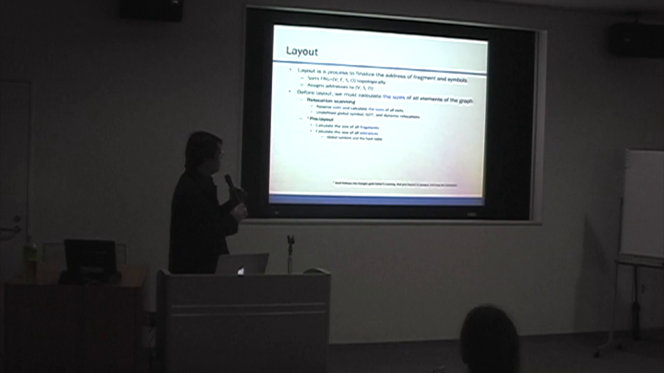Okay. So layout is easy. It just tries to sort the fragment reference graph topologically and assign addresses to fragments, symbols, and the GOT. Both Gold and NCLink follow the terminology of Gold. So we will use relocation scanning and pre-layout, these two terms, to represent the calculation of the size and the topological sort.